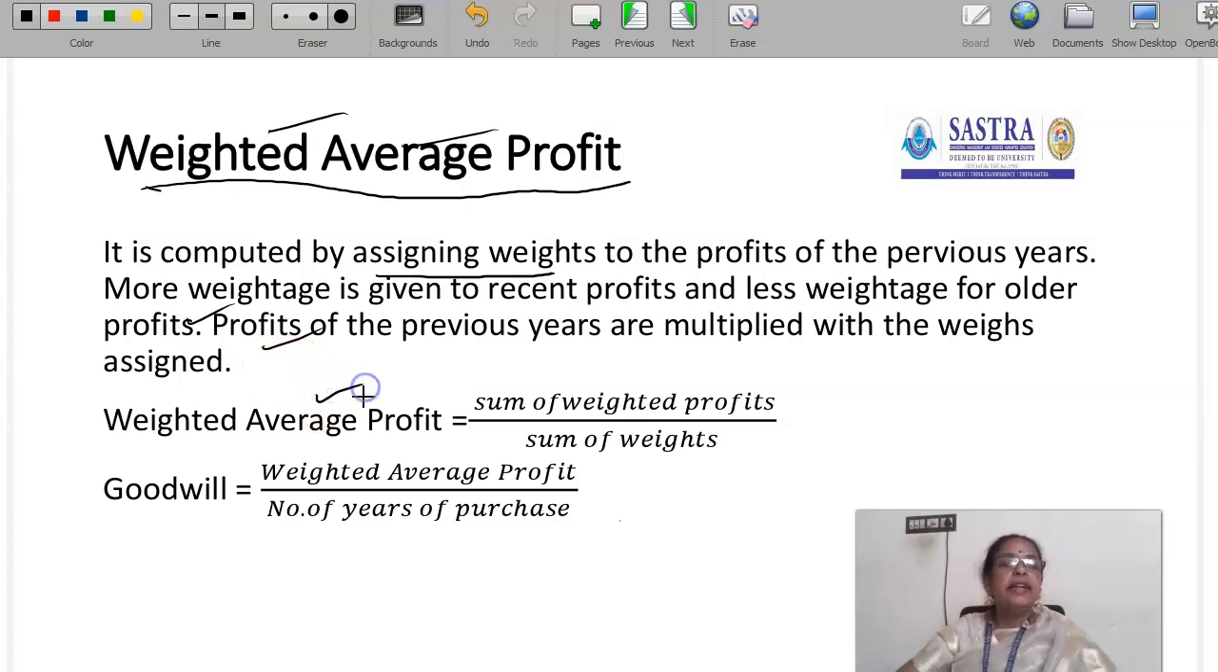First, you have to calculate the weighted average profit by way of sum of weighted profit divided by sum of weights. Then goodwill is weighted average profit multiplied by number of years of purchase. In this way, we have to calculate the goodwill under the weighted average profit. The difference between simple average method and weighted average method is that in simple average method, we don't assign any weightage, but in the weighted average profit, we are assigning weights to the profits.